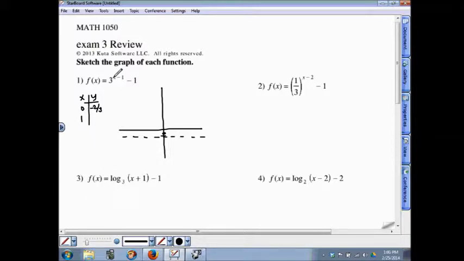So if x equals 1, for example, 1 minus 1 is 0. 3 to the 0 power is 1. 1 minus 1 is 0. So 1, 0 is on the graph. If x equals 2, 2 minus 1 is 1. 3 to the first power is 3. 3 minus 1 is 2.